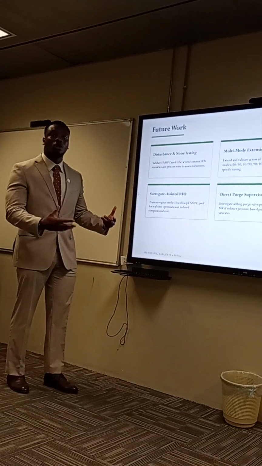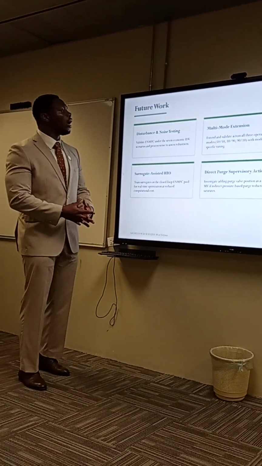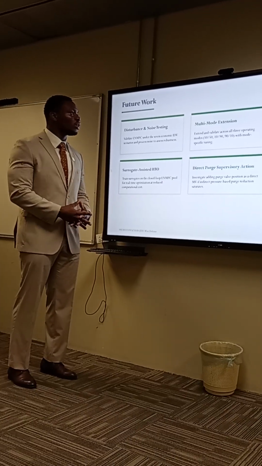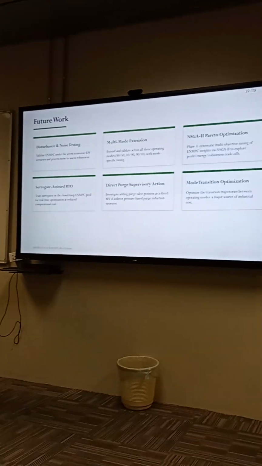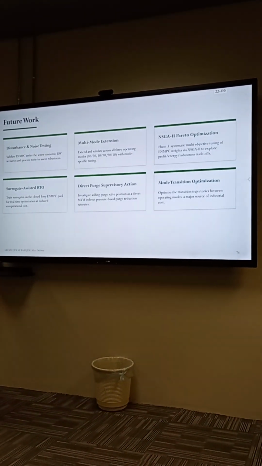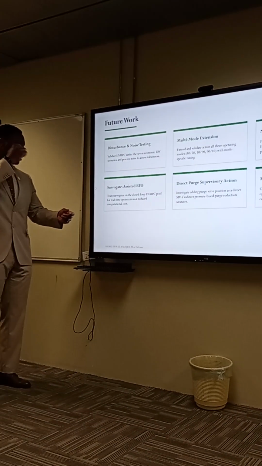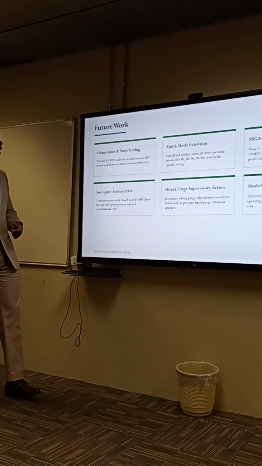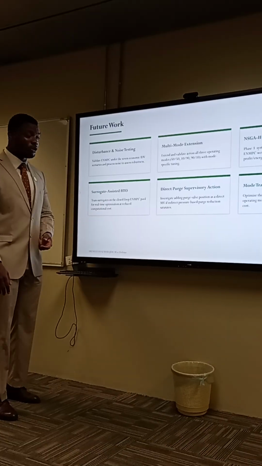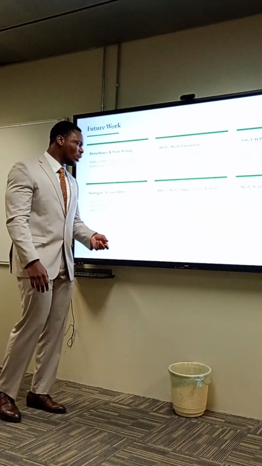When we test it out with the noise, we see if our strategy still survives. Multi-mode extension is also one of the things we're trying to consider, between different modes. Energy priority optimization, of course, is phase 3, which we're trying to look at. A future work afterward will be to replace the EMPC layer with a surrogate-assisted model, because online optimization is very expensive actually.